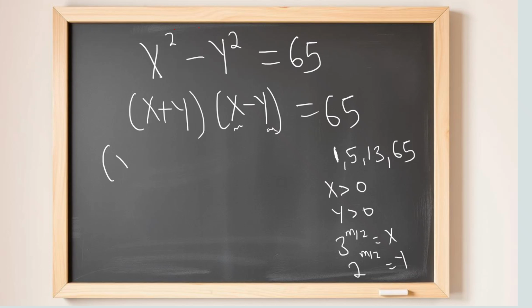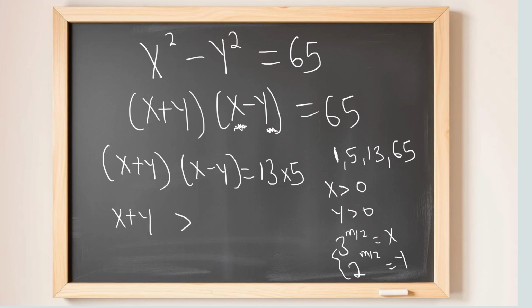So from here, we can now say that x plus y and x minus y is equal to 13 times 5. Then one can argue, why can't we use 65 and 1? It would be more appropriate to use 13 times 5 because it is very obvious that the difference between x and y cannot be 1 based on these two conditions we have. And since x and y are both positive, x plus y is surely greater than x minus y. That is, x plus y can be equal to 13, and x minus y can be equal to 5.